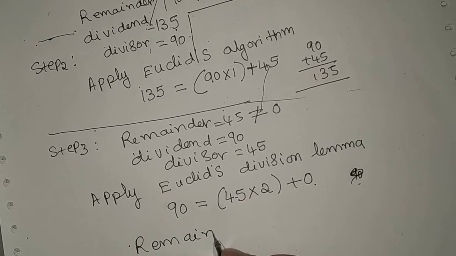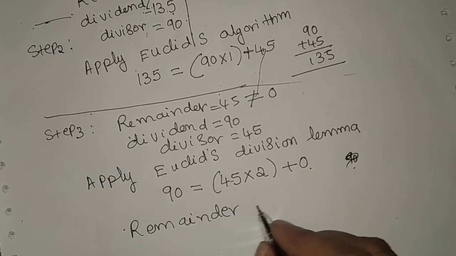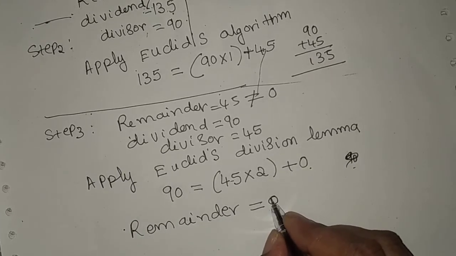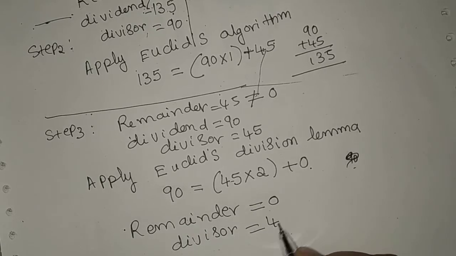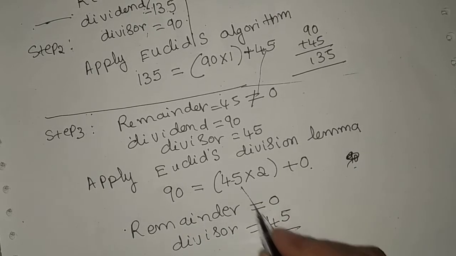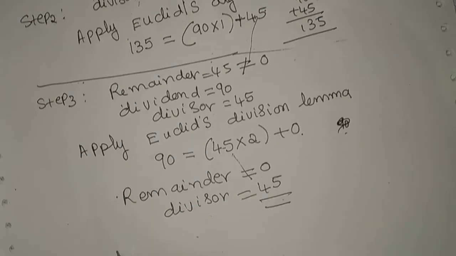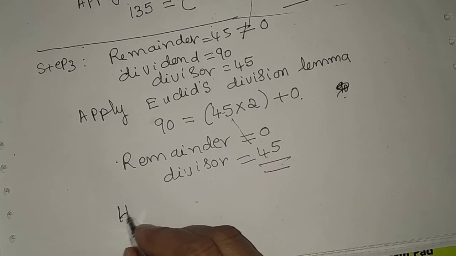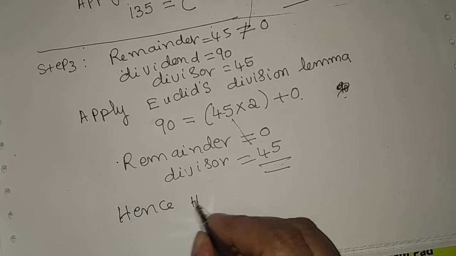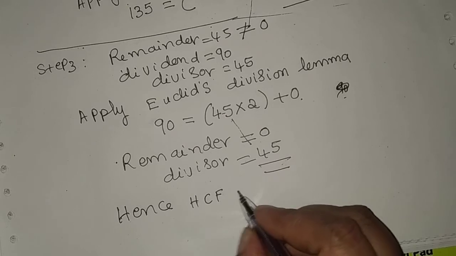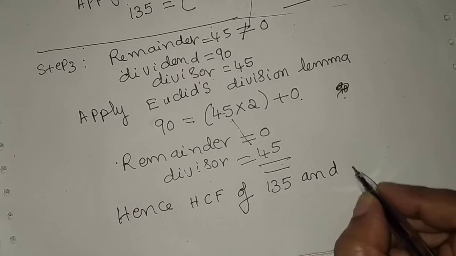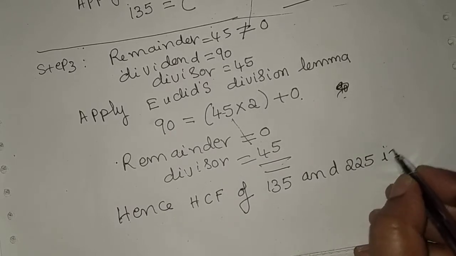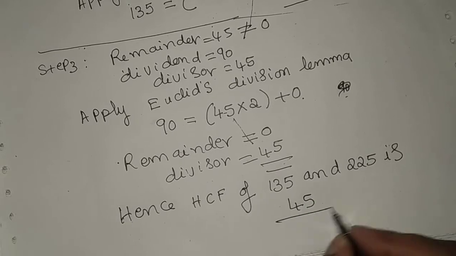Step 3 finished. The remainder is equal to 0. Therefore, the divisor here is 45. This is the divisor. Finally, we have to write the last step. Hence the HCF, that is the highest common factor, of 135 and 225 is 45. That is the answer.